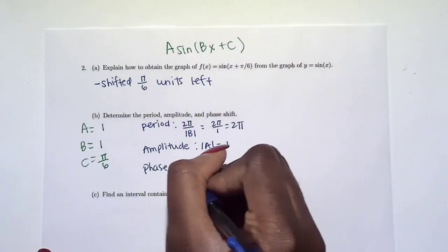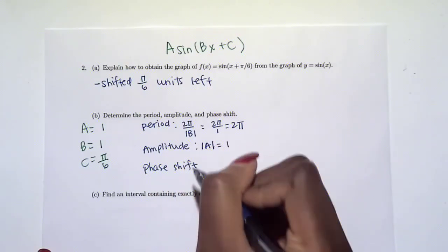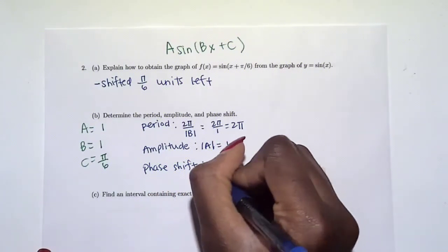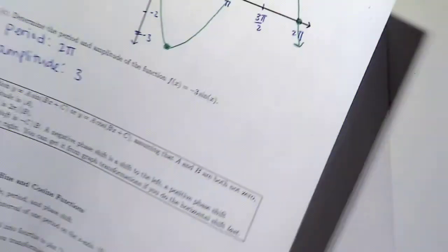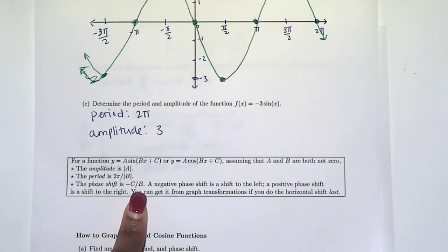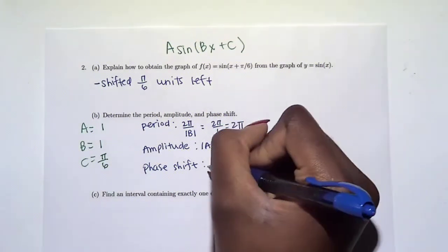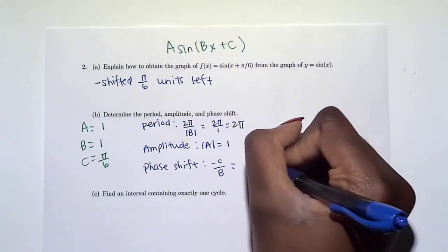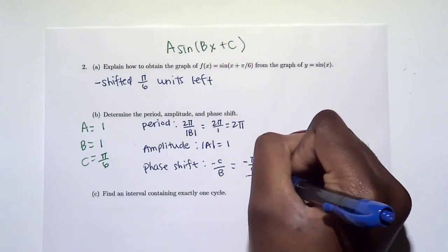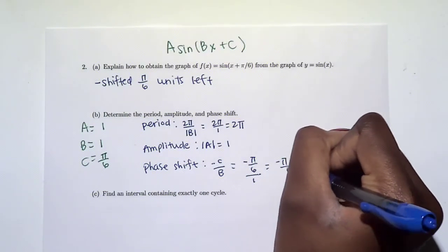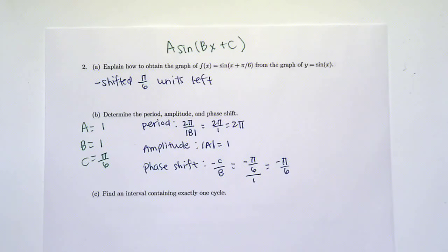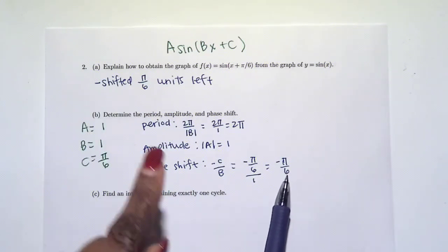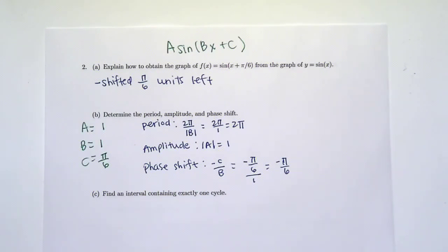And then phase shift, how does it shift left and right? We have a formula for that, negative c over b. So negative pi over 6 over 1 is negative pi over 6. And that's exactly what we expected. We expected it to be shifted pi over 6 units to the left.